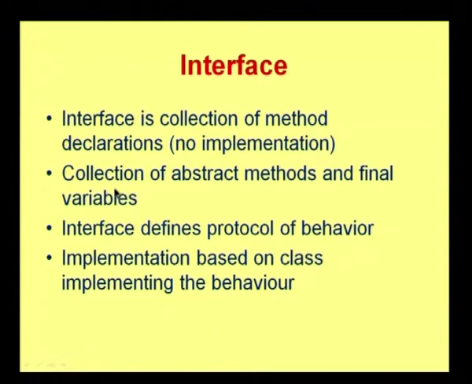So, now we will see what an interface is. An interface is a collection of method declarations, which means I have a set of method declarations that do not have any implementation. We already saw abstract classes. In an abstract class we also have method declarations without implementations, whereas in an interface all the methods are abstract.